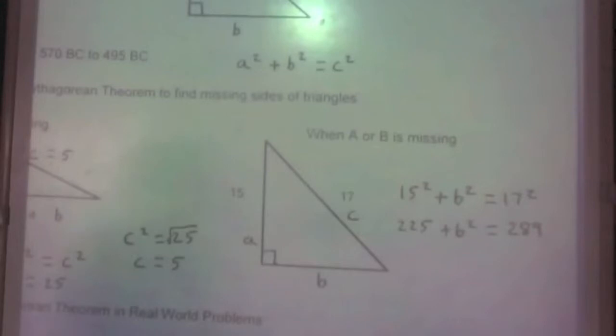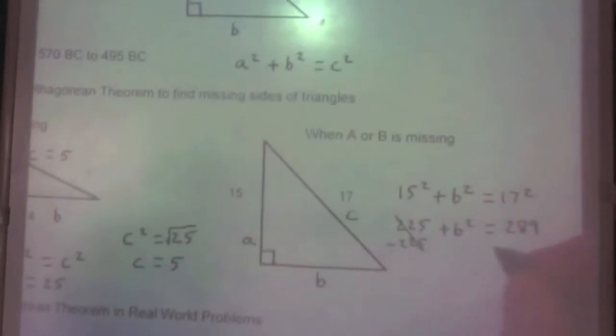Time for some Chapter 7 solving equations. We're going to go back to Chapter 7. We need to cancel out 225 because we're trying to get b by itself. Do a minus 225 over here. Subtract that. We get 64.